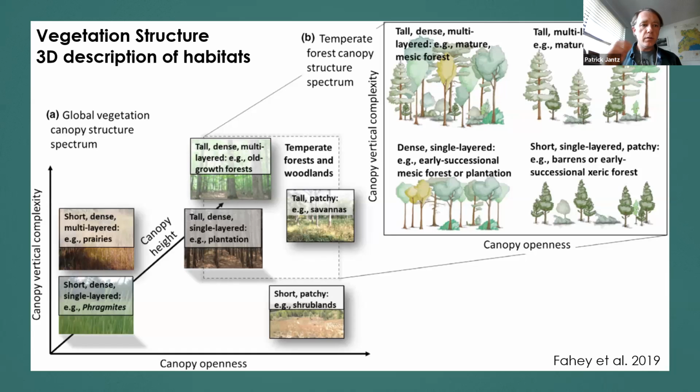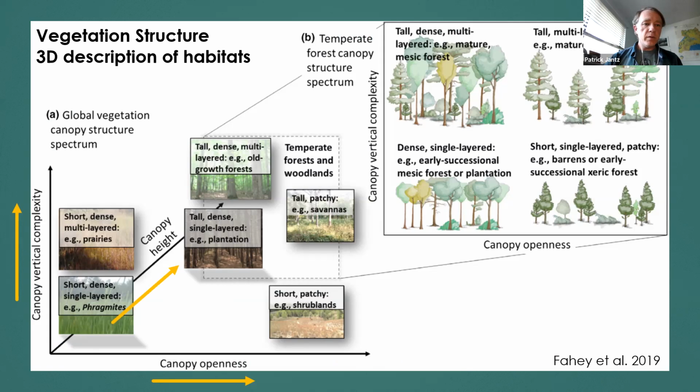I'm sure in your program you have been exposed to some of these concepts of vegetation structure and stand structure, and I think it has different meanings depending on your focus. As a bit of background, the way I'm thinking about it is encapsulated nicely by this figure from Fahey et al. in 2019, which divides canopy structure into three dimensions: canopy openness, canopy height, and canopy vertical complexity, the vertical distribution of canopy elements.